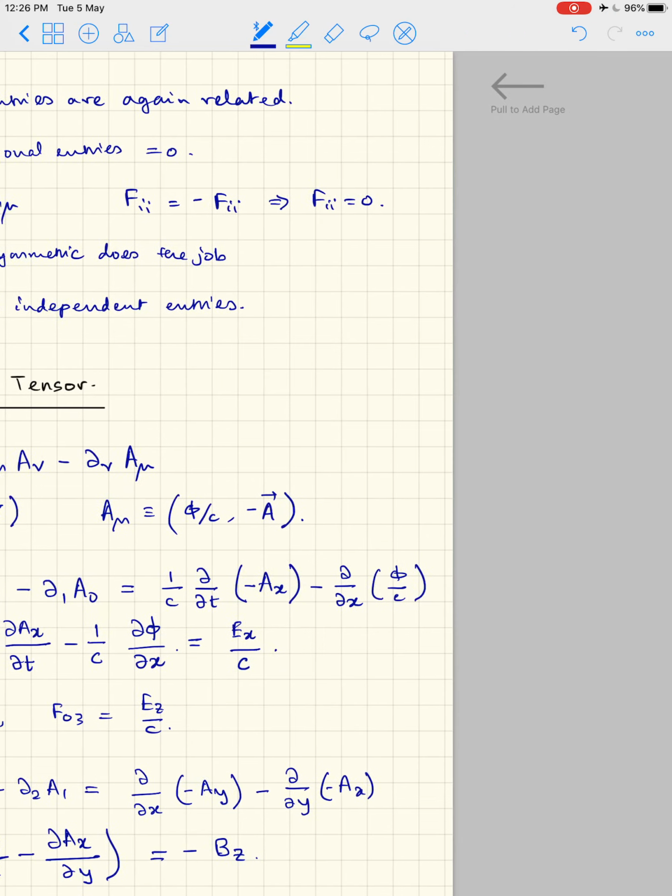and what you're going to find, and okay, so another thing that I should just point out, this is of course true, but it's good to see this straight away. So if you're looking at F00 for example, this is del 0 A0 minus del 0 A0. This is explicitly equal to 0. So what is F mu nu? F mu nu is the following.